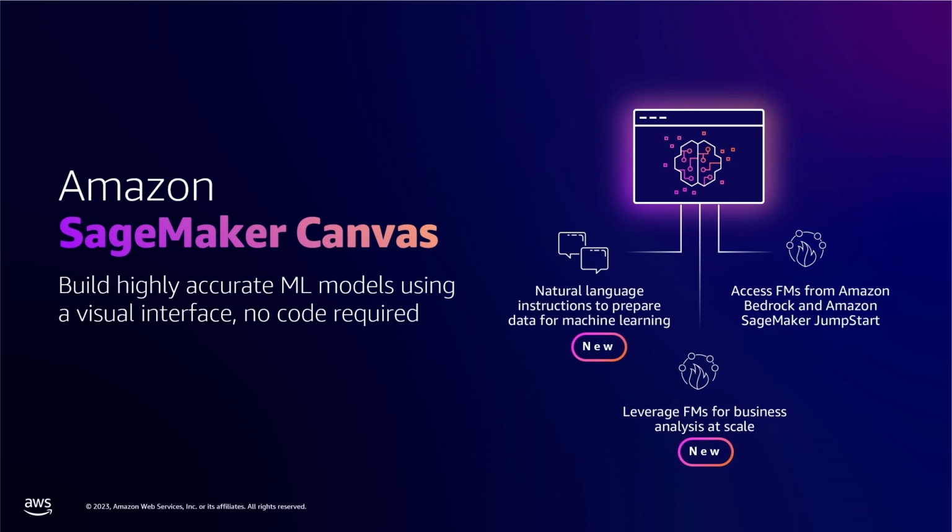And earlier this year, customers were able to use Canvas to access multiple FMs on Amazon Bedrock or through SageMaker Jumpstart. And now with Canvas's no-code interface, customers can upload a data set, select an FM, and Canvas automatically starts helping customers build their custom models.